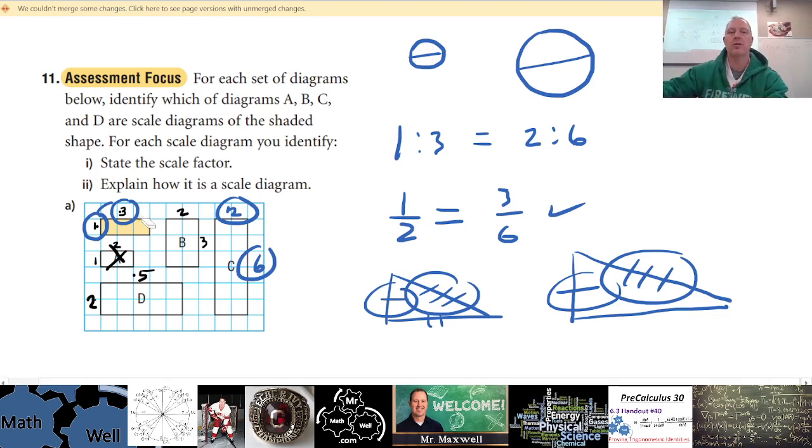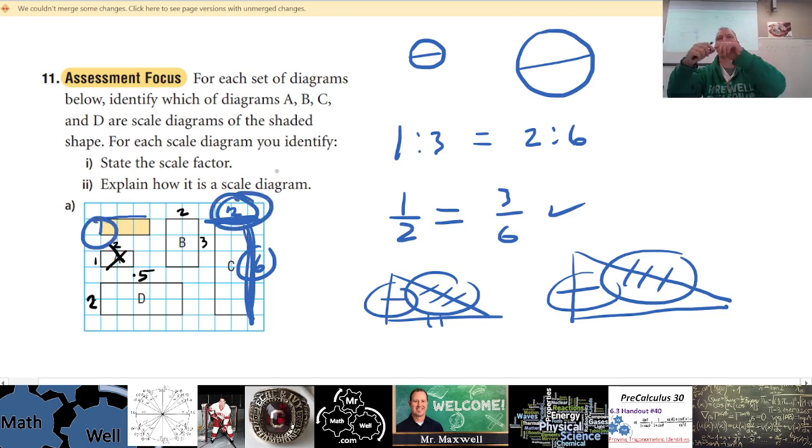Okay, which length to use? Well, here's where you just use your intuition. This is the short side, this is the long side. So this is the short side, this is the long side. So this side is going to correspond with the other short side. The short side on the one is going to correspond with the shorter side on the other one. Yeah. Okay, any other questions about 11?